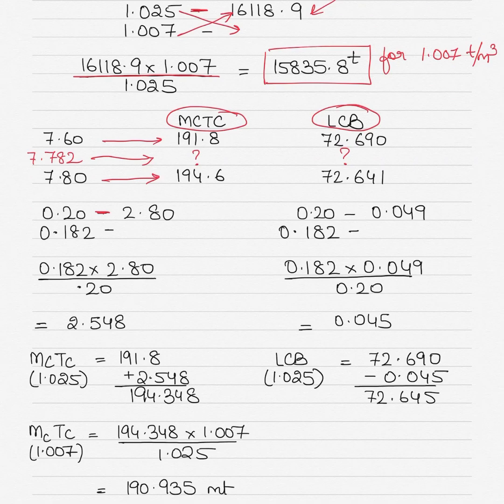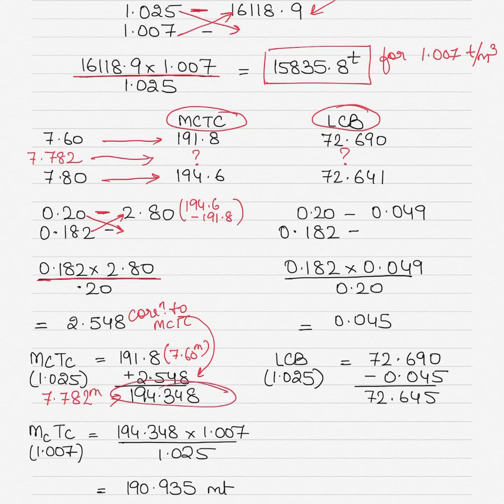For a draft difference of 0.2, the difference in MCTC is 2.8. This is nothing but 194.6 minus 191.8. So what will it be for a difference of the draft of 0.182 meters? The MCTC value increases with increase in draft. So when you find out the correction to MCTC, you will add it to the MCTC for a draft of 7.60 meters to get the MCTC for a draft of 7.782 meters. So this is the MCTC value.